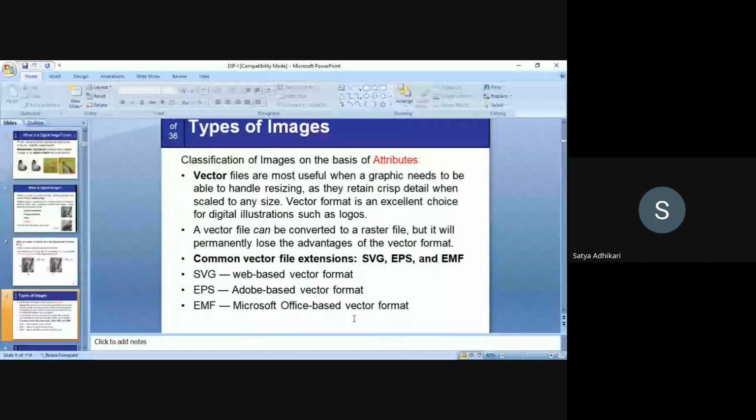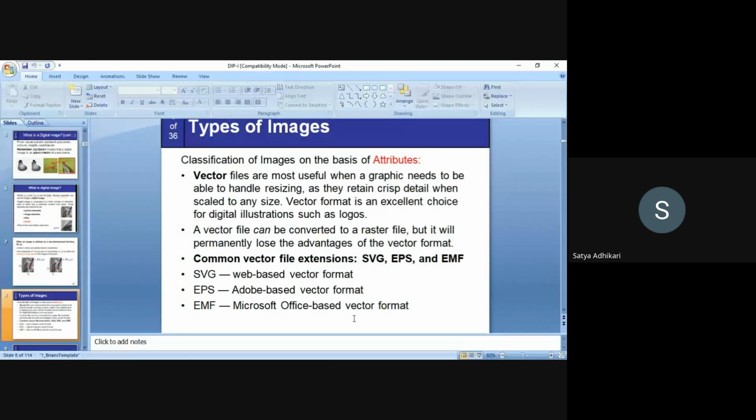The types of image. Images are classified into different categories on the basis of different criteria. The first one is attribute. If we divide images by attributes, you see vector images, whose vector files are most useful when graphics need to handle resizing, as they keep crisp detail when scaled to any size. So if you want to resize your image, the vector image is suitable.